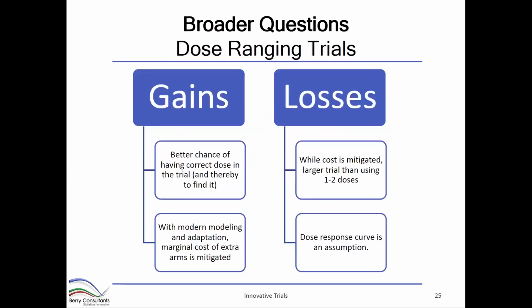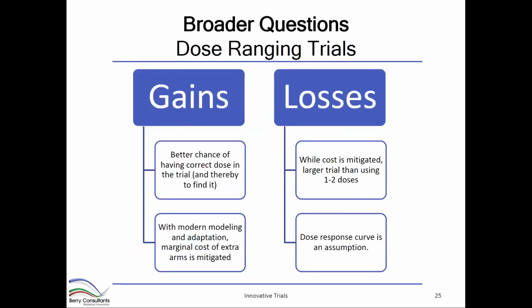The gains here, we certainly have a better chance of having the correct dose in the trial. If you can put 6 doses in the trial, the odds are better the right one is one of the 6 than if you only put in 2. In addition, you have a better chance of finding it because you can actually focus your study as you go. And as I said, with modern modeling and adaptation, the marginal cost of the 3rd, 4th, 5th, 6th dose can be mitigated significantly. So if you've got a trial that has 2 doses in it, taking it up to 4 doses by no means doubles the size of the trial. Eventually, these extra doses are a minimal amount of cost.